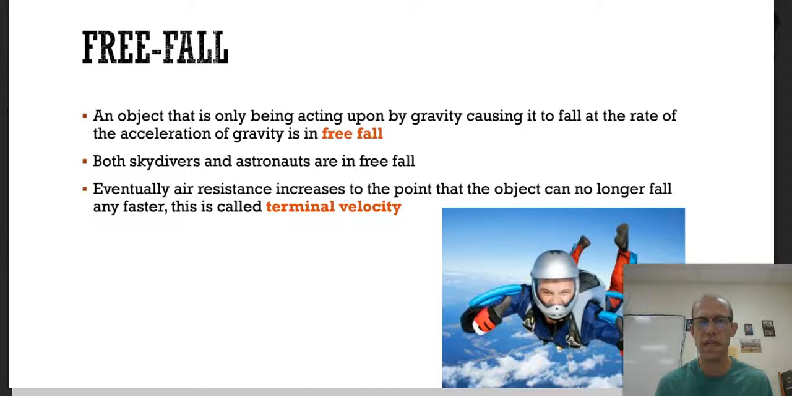So remember terminal velocity. It's when you reach the fastest you possibly can because your forces are finally balanced. The gravitational force is being canceled by the free fall, the air resistance force.